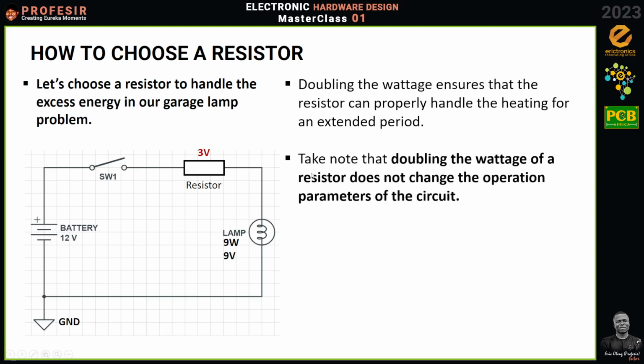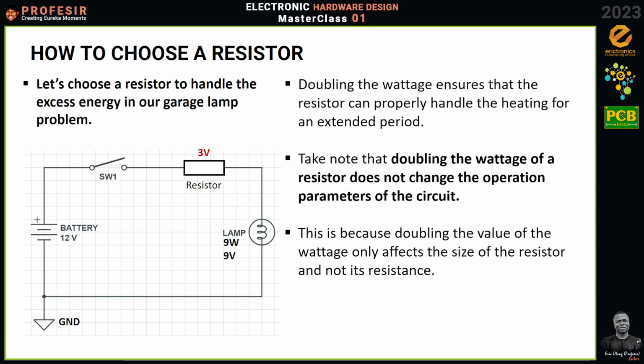So take note that when you double the wattage of a resistor, and here please, I'm being specific, I'm talking about the wattage of a resistor, it does not change the operating parameters of the circuit. That is to say that if I double the wattage, it doesn't change the resistance. The only thing that gets affected is the size of the resistor, not the resistance of the resistor. So the operating parameters of the circuit will not be changed.